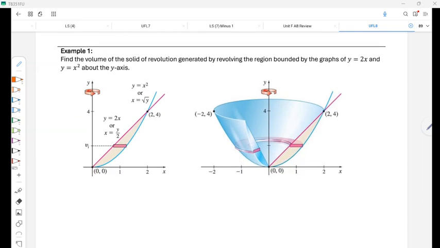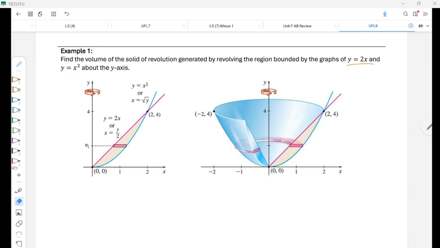All right. Let's do an example, and let's just start out rotating about the y-axis, because that's what's there. So we're rotating about the y-axis. That means we need our functions in terms of x's, which they are given to us here. So we have two curves. We've got the line y equals 2x. We've got the curve y equals x squared, and we are rotating about the y-axis. That gives us the bowl shape that you see in 3D on the right.